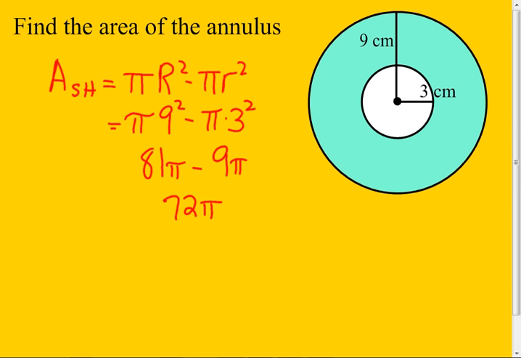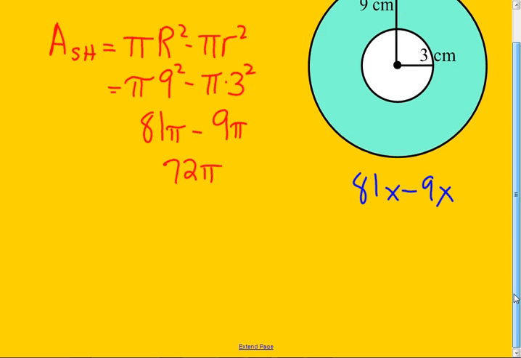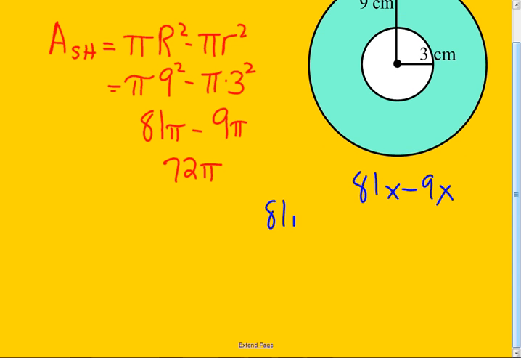Okay? What you can do, you can cancel out the pies. You can't cancel the pi's, you're subtracting them. That's like saying 81x minus 9x. You can't cancel the x's. If you divide 81 pi divided by 9 pi, then you can cancel the pi's, because you're dividing numerator and denominator by pi. We'll review fraction work as we go through this today.